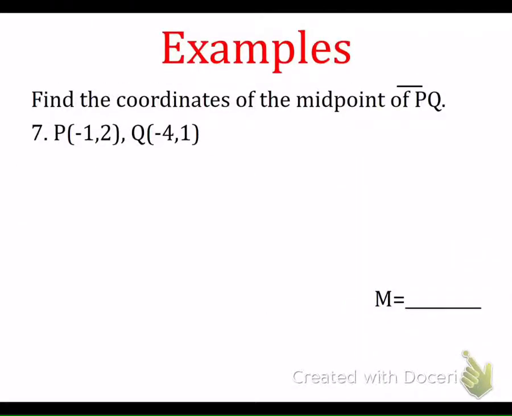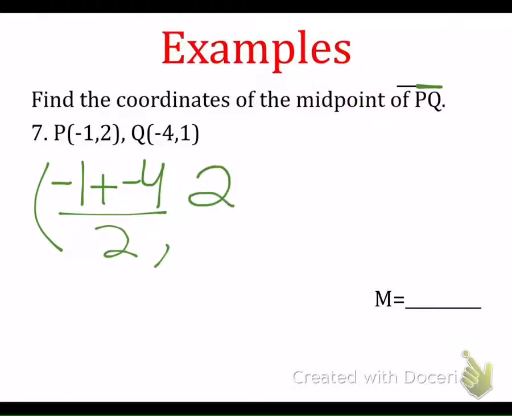All right, here is number 7. My segment symbol's getting a little out of control here. We are trying to find the midpoint of segment PQ. What's the first step? Add the x's. Which ones are the x's? Negative 1 and negative 4. Good. Which ones are the y's? 2 and 1. Divide that one by 2 as well.